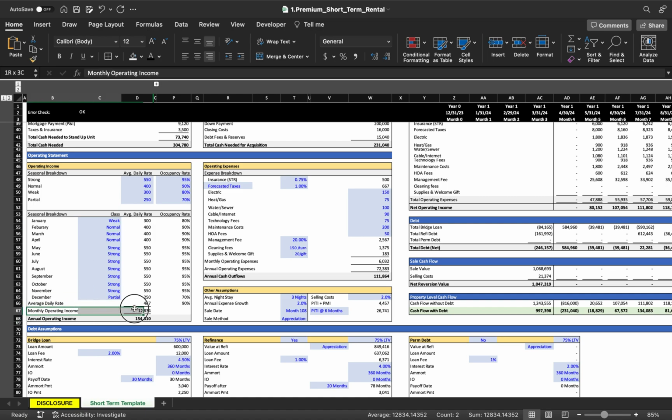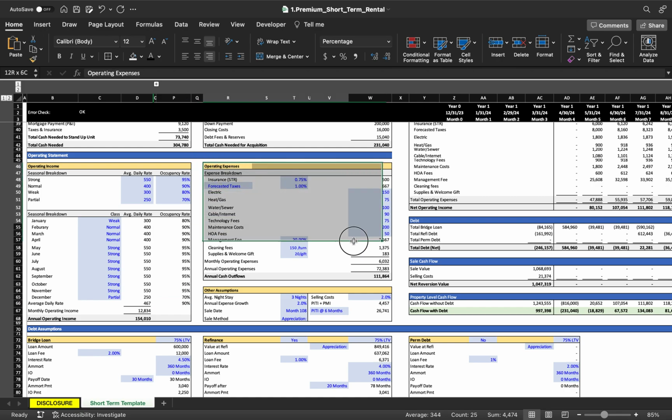Then underneath, you have the monthly operating income. Obviously, this is just an average. And then you have an annual operating income over here based on the monthly times 12. So you can see what your average daily rate is. This is an average of not taking into account actual days per month, but it's just an average of each average daily rate at the average occupancy as well. So next we have the operating expenses.